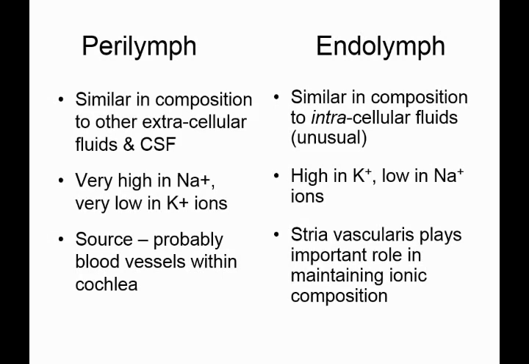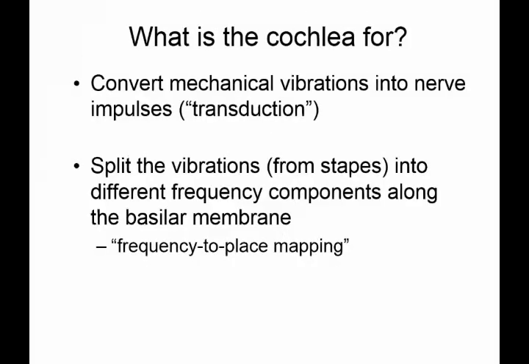The perilymph is similar in composition to other extracellular fluids. It's very low in potassium, very high in sodium, and its source is probably blood vessels within the cochlea. The endolymph is similar to intracellular fluids. It's very unusual in the body to have that outside of cells, and it's very high in potassium and low in sodium. So you see, it's just the other way around. And the stria vascularis plays an important role in maintaining the ionic composition.